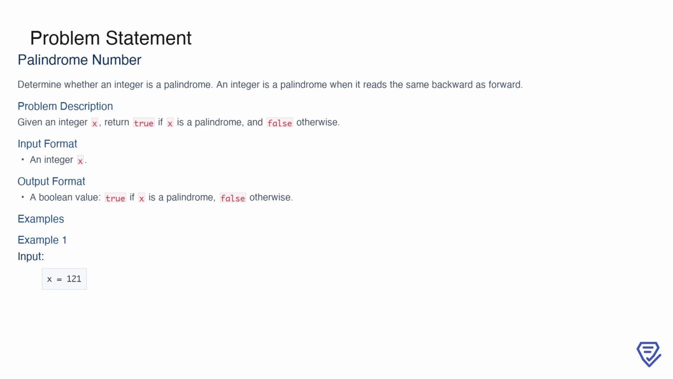The task here is to write a function that takes an integer input, x, and returns a Boolean value, true if x is a palindrome, and false otherwise. The input format is straightforward, it's just a single integer, and the output is a Boolean indicating whether the number meets the palindrome condition. Let's look at some examples to understand this problem more clearly.